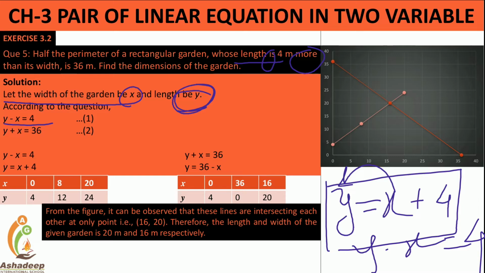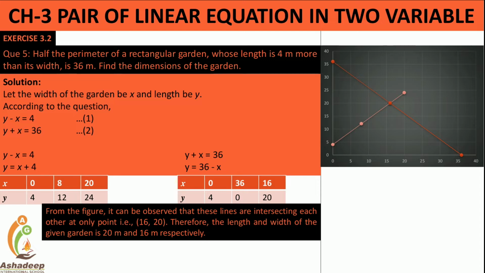Now let's move ahead. Now a perimeter, see here the comma is given. So in this comma, this is the one sentence, and this one is the second statement. So now the half of the perimeter of the rectangular garden. So what is the perimeter of the rectangular garden? So perimeter of the rectangle is nothing but 2 times l plus b. So l is nothing but the x and b is nothing but the y.